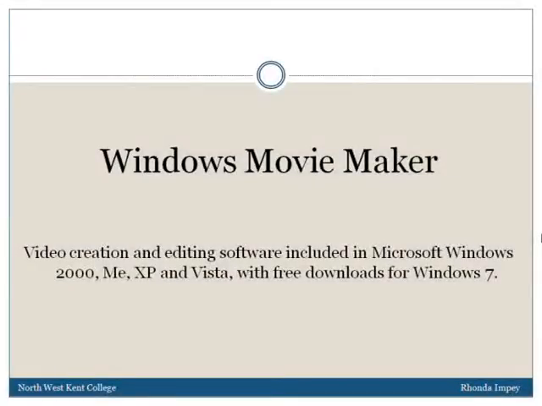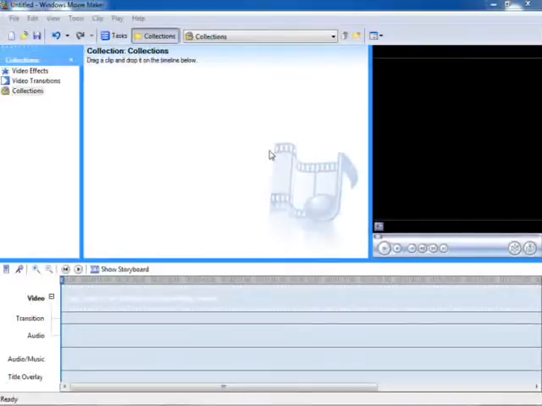Windows Movie Maker is video creation and editing software included in Microsoft Windows 2000 ME, XP and Vista. It contains features such as effects, transitions, titles, credits, audio track timeline narration and auto movie. Let's have a look at how to use Windows Movie Maker. First, we need to launch it from the Startup menu.